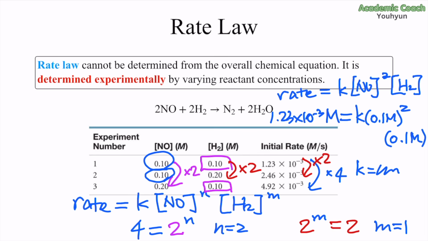Whatever that number is, we need to pay attention to the unit. So rate has the unit of molar. And here, nitrogen monoxide has the unit of molar, and then we squared it. And the concentration of H2 has the unit of molar. That means eventually the unit for the rate constant K will be molar to the power of negative 2, or we could write this as seconds squared per mole squared.